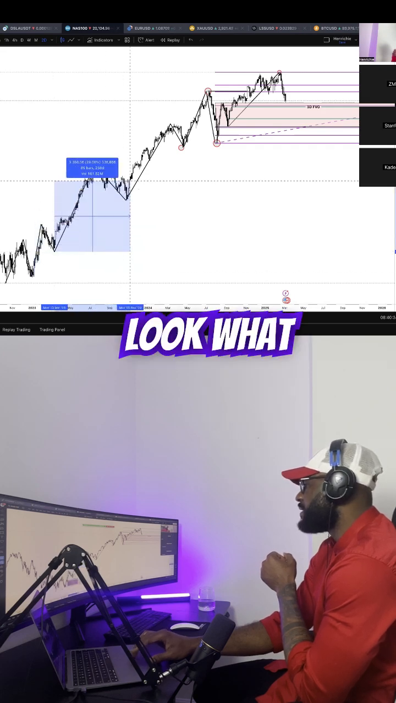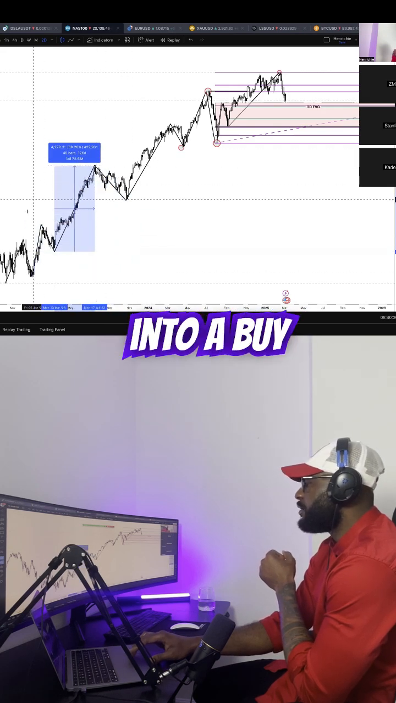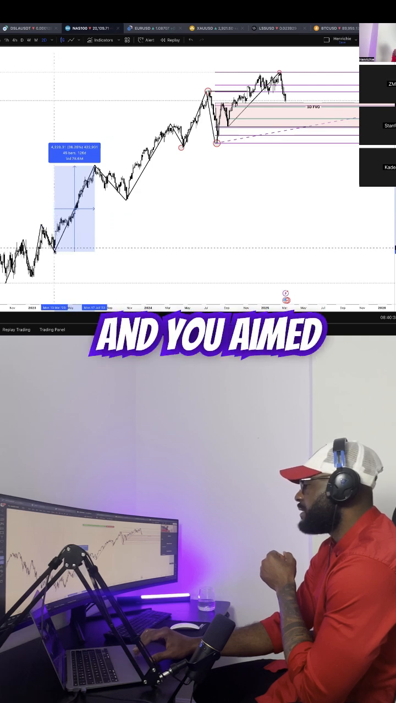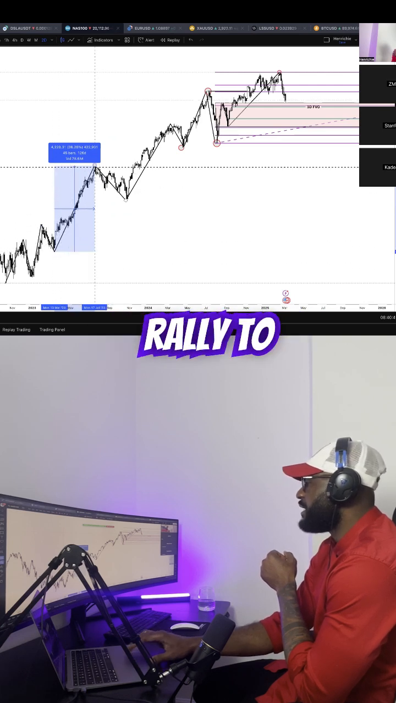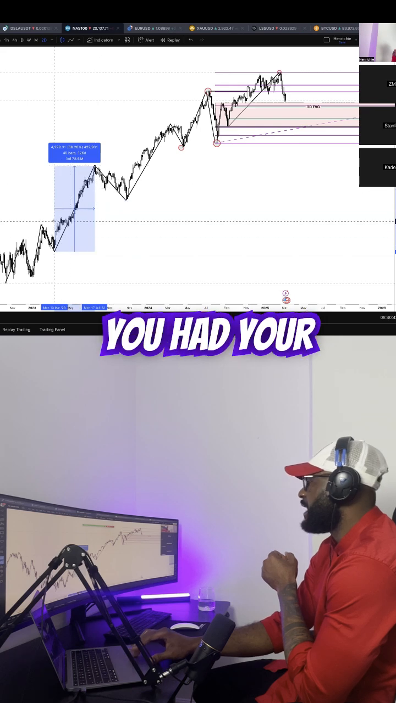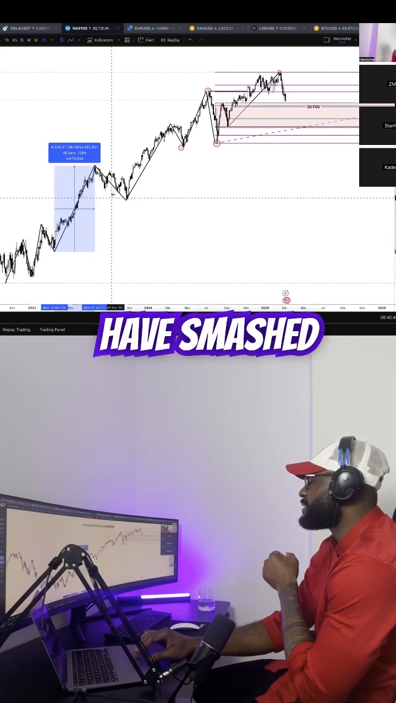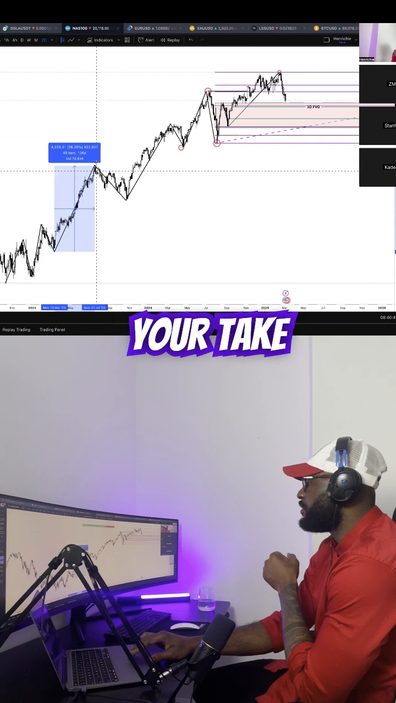But after that, look what happened again. Let's say you got into a buy after this retracement and you aimed for 10%. Price rallied to 36%. So if you had your take profit at 10%, it would have smashed it and rallied way beyond your take profit.